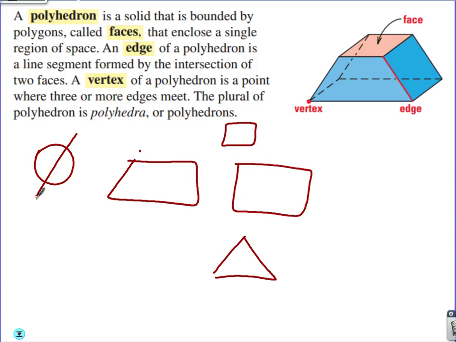An edge, think about falling off the edge. We all know what an edge is. An edge is the line segments there on the corners. An edge of a polyhedron is a line segment formed by the intersection of 2 faces. A vertex is a corner. A vertex of a polyhedron is a point where 3 or more edges meet. The plural of polyhedron is polyhedra or polyhedrons. You can say it either way.